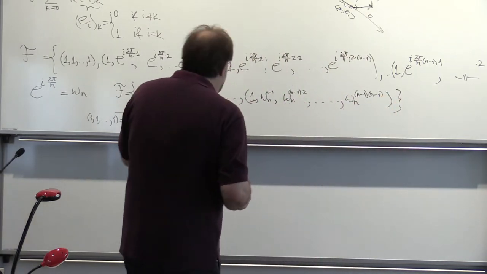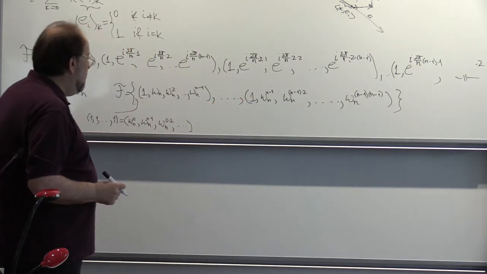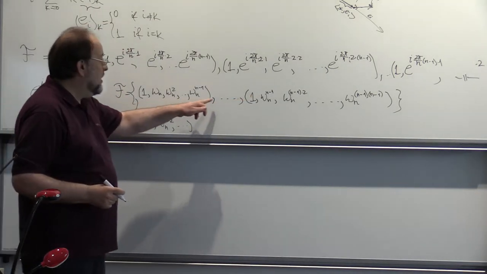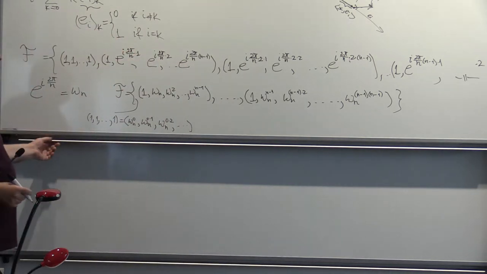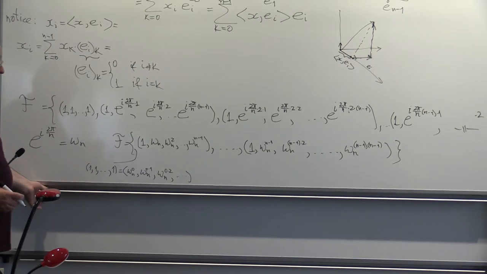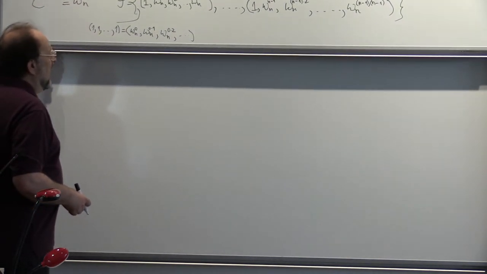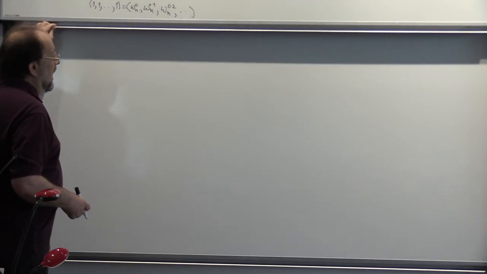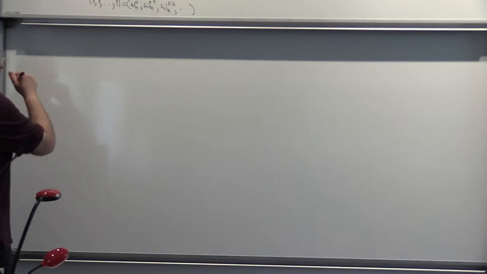And then we verified that this is an orthogonal basis, and if we divide each coordinate by square root n, then we get in fact an orthonormal basis, right? So why is this basis so interesting? Well, for the following reason.